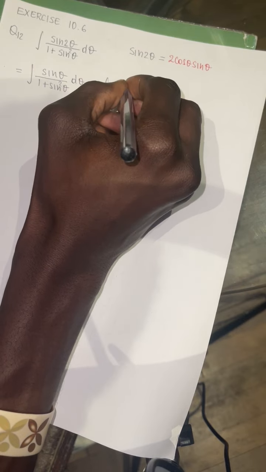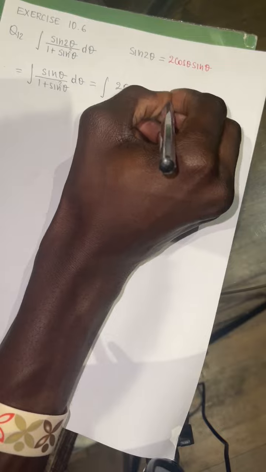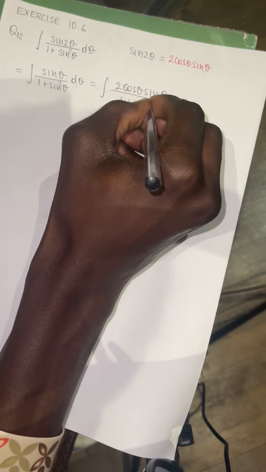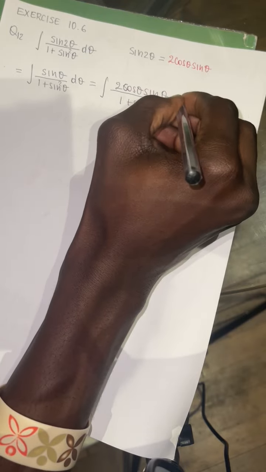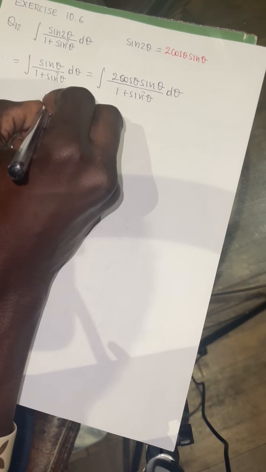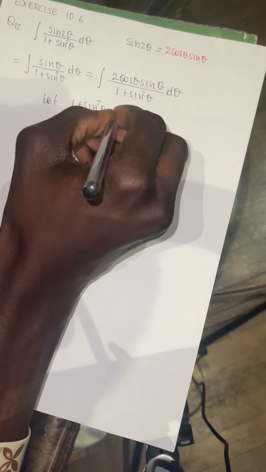Integration of sine theta divided by 1 plus sine square theta d theta. What is sine 2 theta? We already said sine 2 theta is 2 cos theta sine theta. So the integral of 2 cos theta sine theta divided by 1 plus sine square theta d theta. Now from there, we will let 1 plus sine square theta be t.